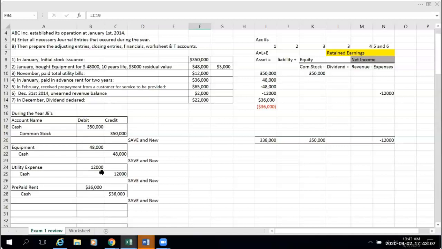And the third one we did was a utility expense that we paid, $12,000 for the whole year. So we just recorded it in one journal entry. Normally it doesn't happen in one journal entry, it happens on a monthly basis, but here we just did it in one journal entry for the whole year, $12,000.